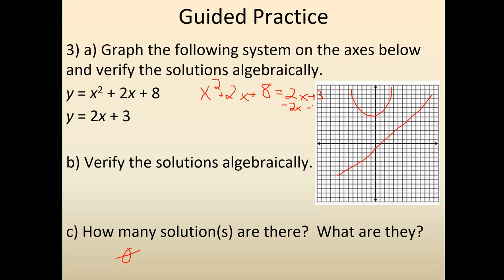Move the 2x and the 3 over to the other side. And I end up getting x squared. I have a 2x and a minus 2x, so these actually cancel out. And I end up getting 8 minus 3, which is 5. When I solve this, I can actually solve it right away. I subtract the 5 over and get x squared equals negative 5. Take the square root of both sides and end up getting x equals plus or minus the square root of negative 5.